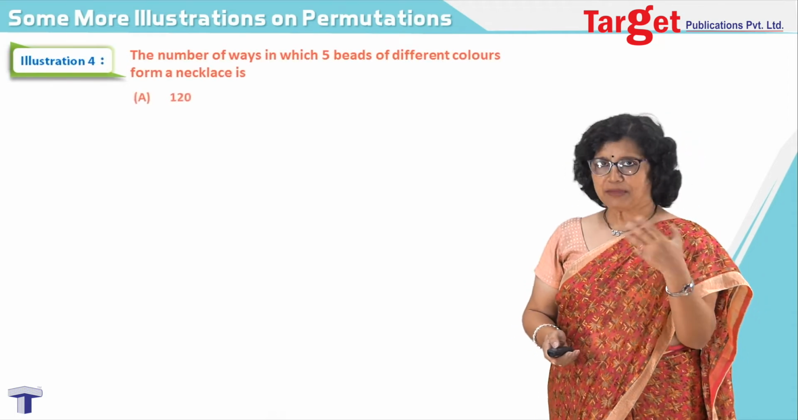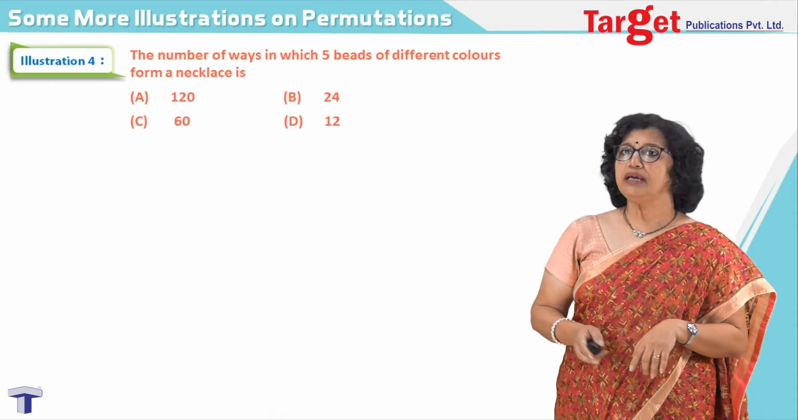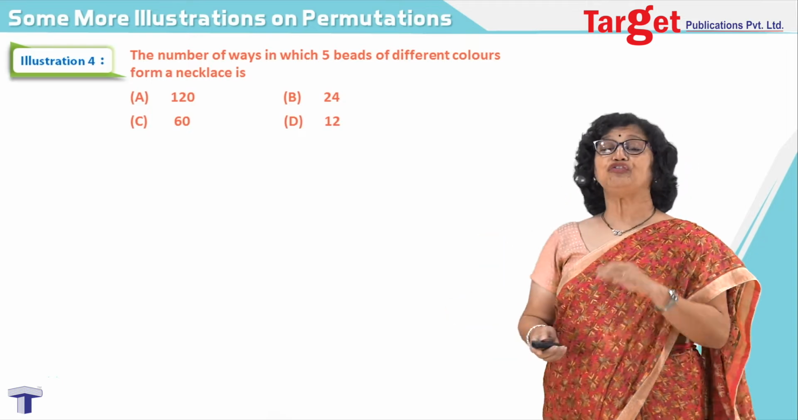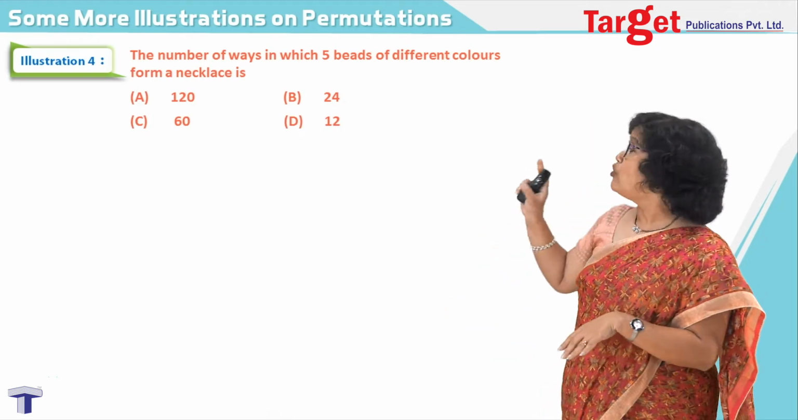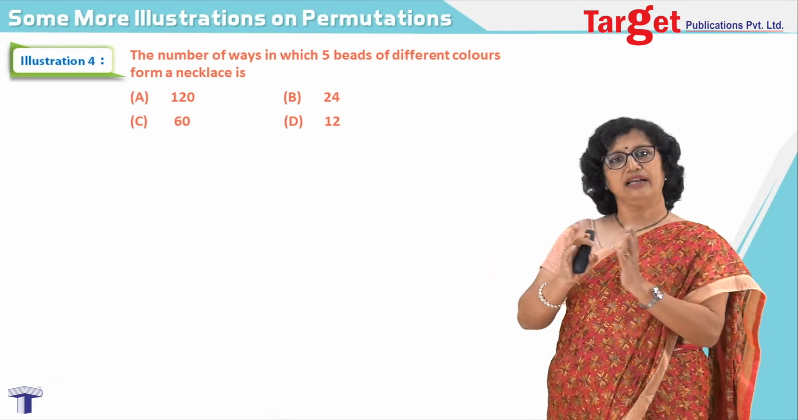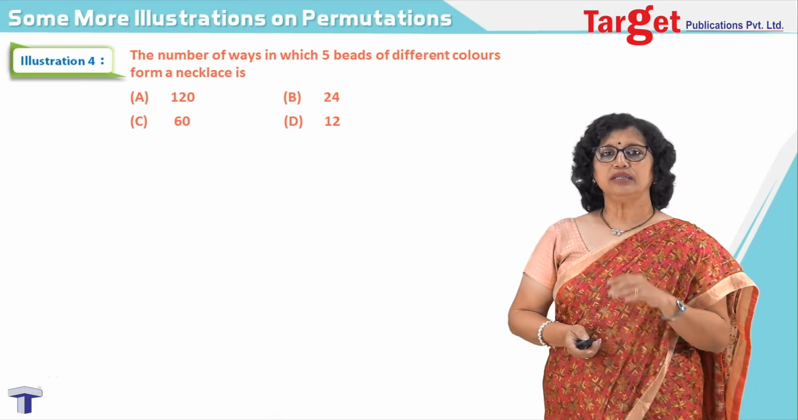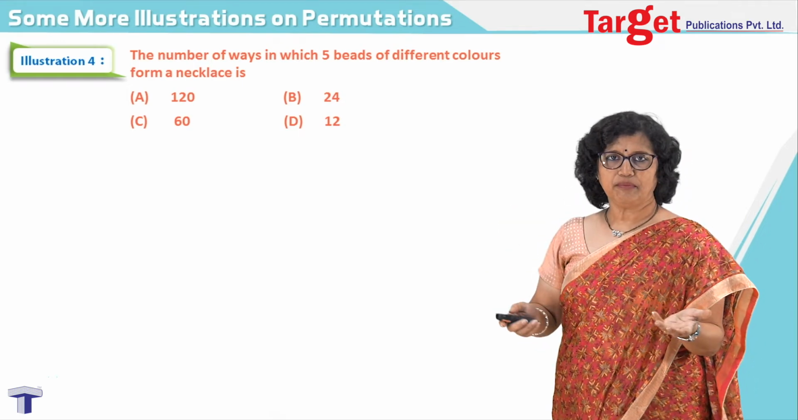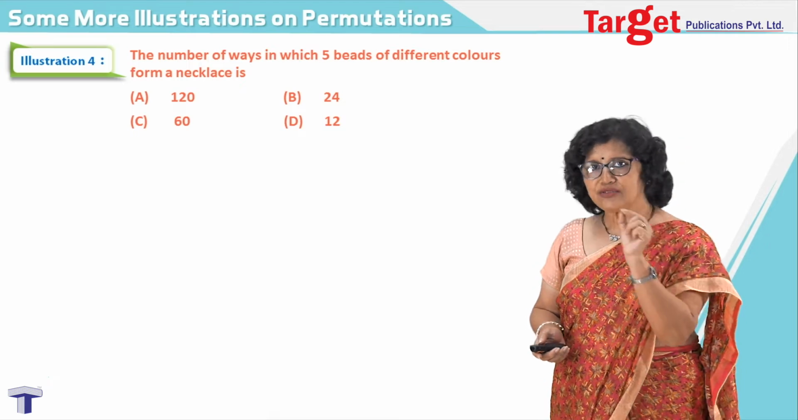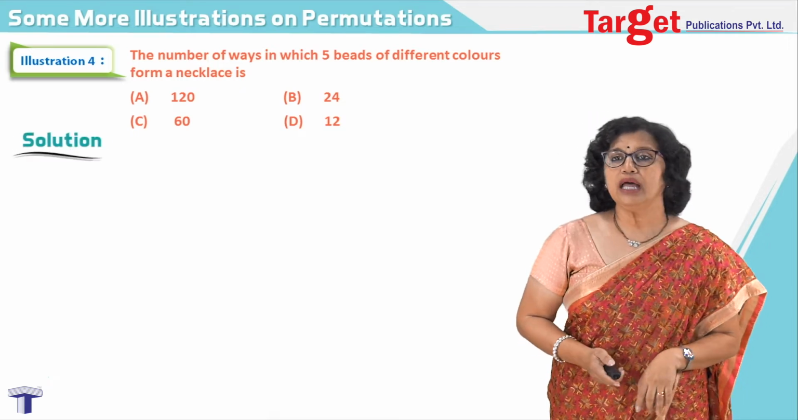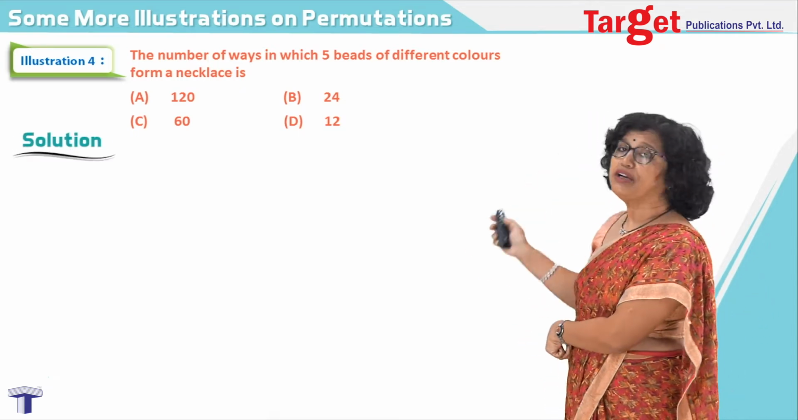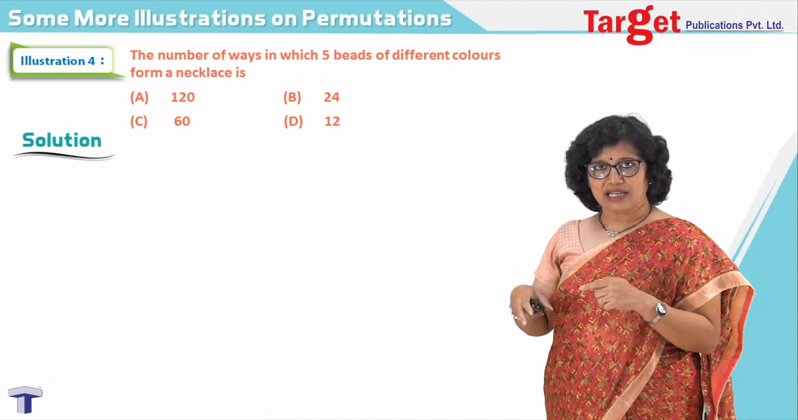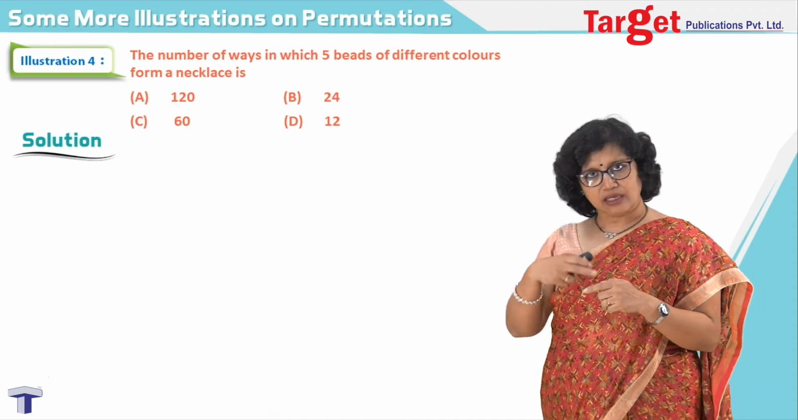And that could be perhaps my last example of this session. The number of ways in which 5 beads of different colors form a necklace is, and again 4 options are given to me. This problem looks very simple, but you have to be a little careful. That is why I have taken it in this particular session. Now, 5 beads of different colors, and you are saying necklace, so I expect that to be a circular thing.